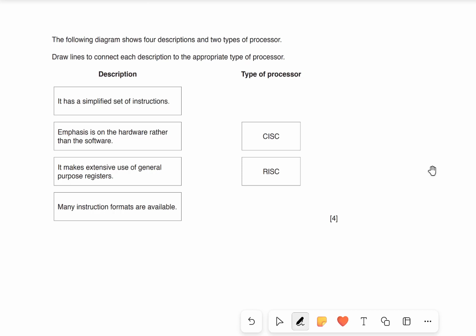Okie dokie, so pause the video, give this question a go yourself first. Okay, which one has simplified instructions? We know it's going to be RISC. Which one emphasizes hardware rather than the software? Well, that is going to be CISC in itself. Which one makes use of general purpose registers? That is RISC. Which one has multiple formats for instructions? CISC.